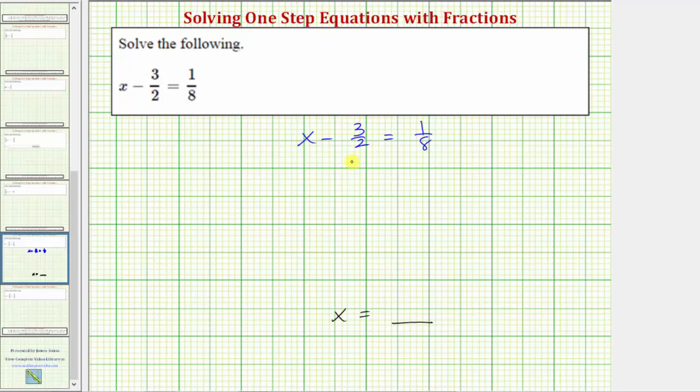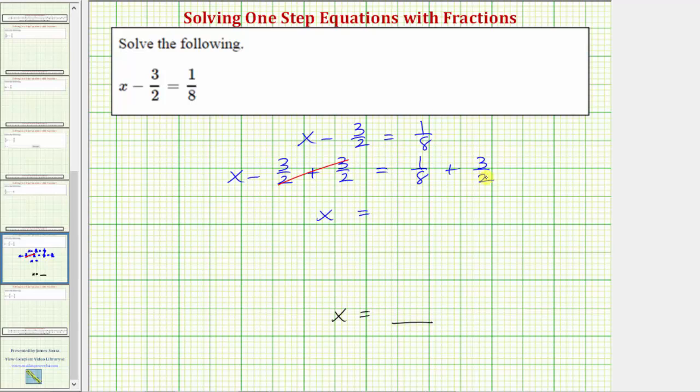So we'll add 3/2 to both sides of the equation, which would give us on the left x minus 3/2 plus 3/2 equals, on the right, 1/8 plus 3/2. Now looking at the left side of the equation, the plus 3/2 undoes the minus 3/2, or we can think of this as negative 3/2 plus 3/2, which would be 0. So now on the left side of the equation we just have x equals, and then the right side.